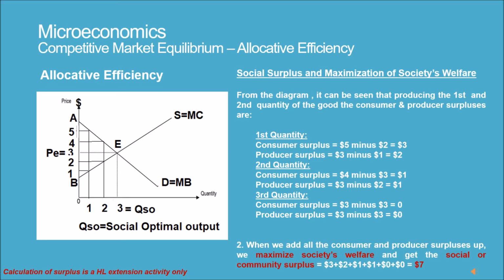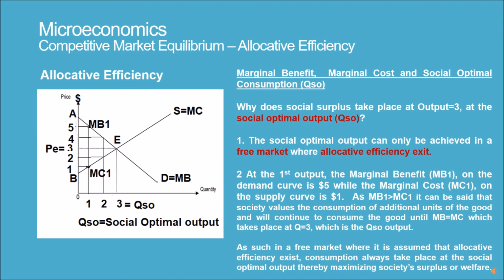2. When all the consumer and producer surpluses are added up, we maximize society's welfare and get the social or community surplus equals $3 plus $2 plus $1 plus $1 plus $0 plus $0 equals $7. Marginal benefit, marginal cost and social optimal consumption, QSO. Why does social surplus take place at output equals 3, at the social optimal output, QSO?